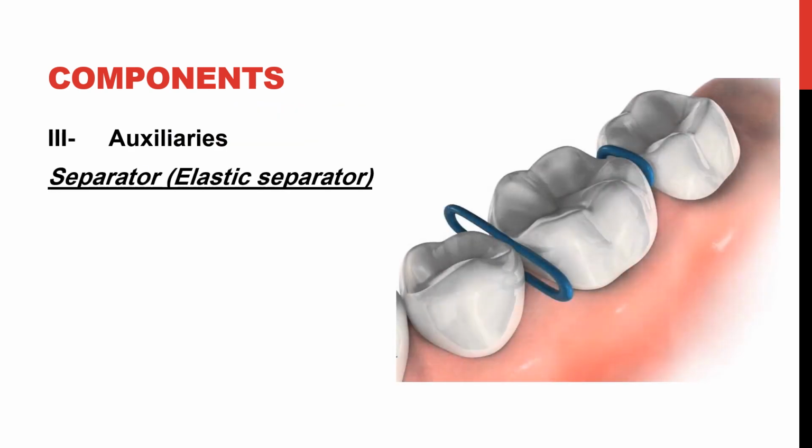Another type of auxiliaries are the separators or elastic separators. They are elastomeric rings of varying thickness. They are placed around the interproximal contact point to create the necessary separation for the placement of bands.